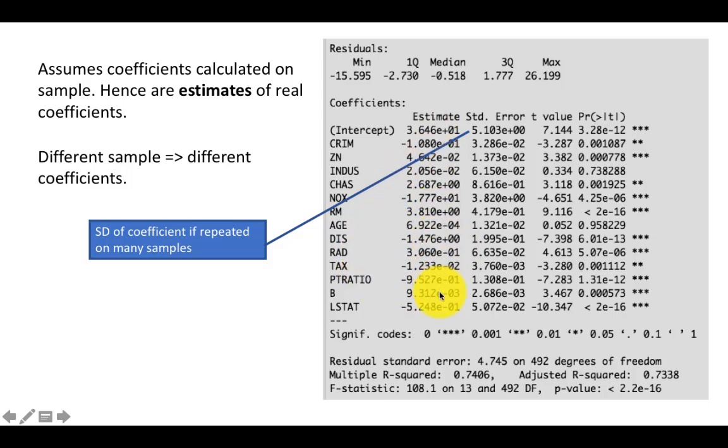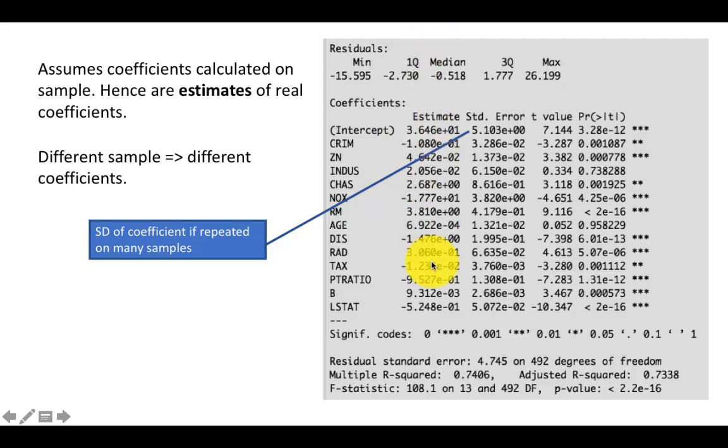Because let's say that if I had chosen a different sample, then obviously the calculated coefficients would be different. So what you're seeing here is that these coefficients are only reflective of the specific sample that we have used for this computation. Therefore, what you're seeing here is the standard error, or basically, if you repeated this exercise with many different samples, then obviously each coefficient that you get here would not be the same every time you run it. You'll get different values for the coefficient.